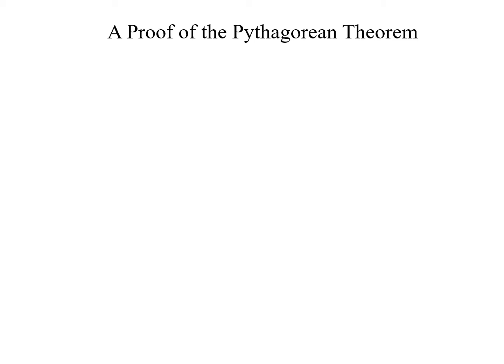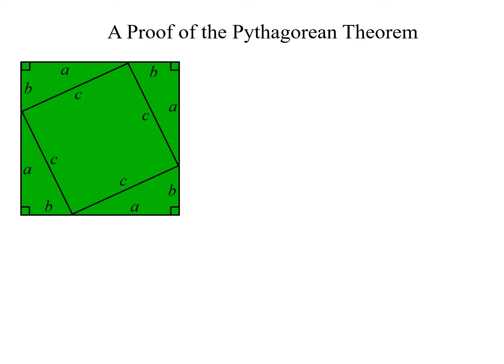So let's start off with our right triangle. What I'm going to do is put more of those same right triangles on this slide. Okay, so look what we have here. We have 4 of those right triangles, and we have this object that appears to be a square in the middle.